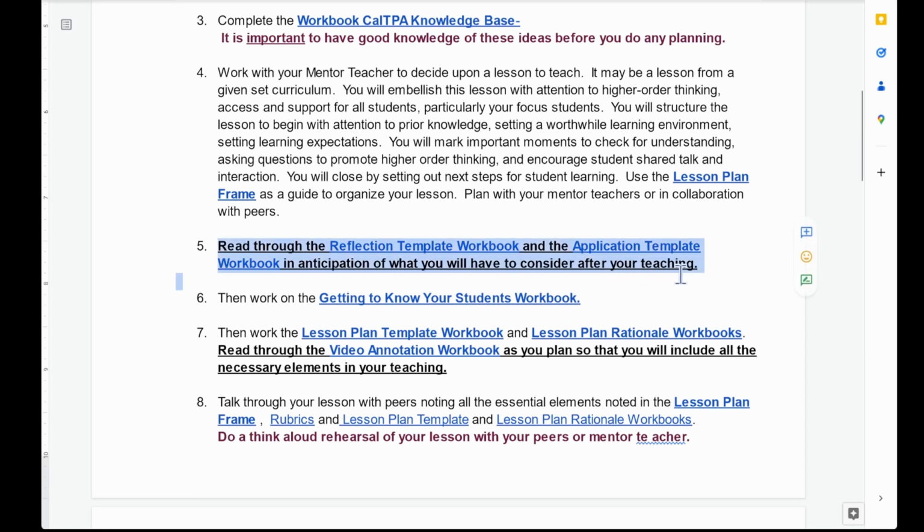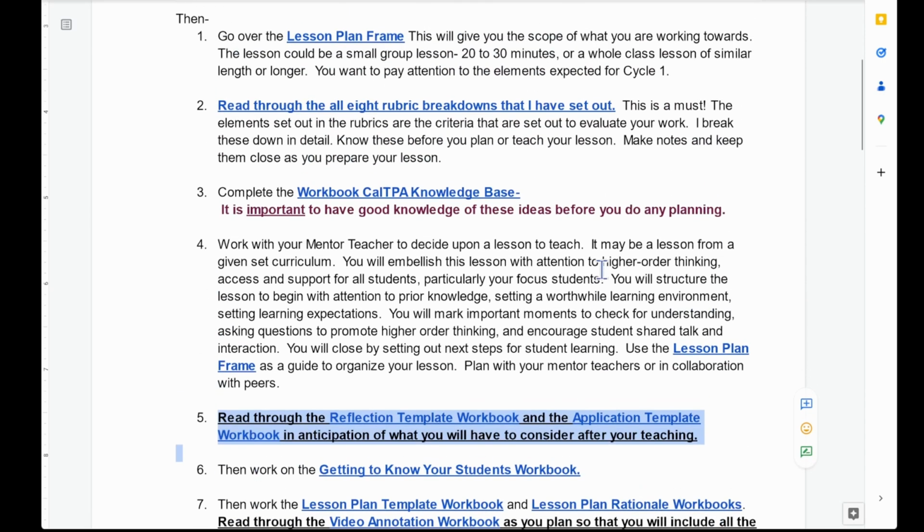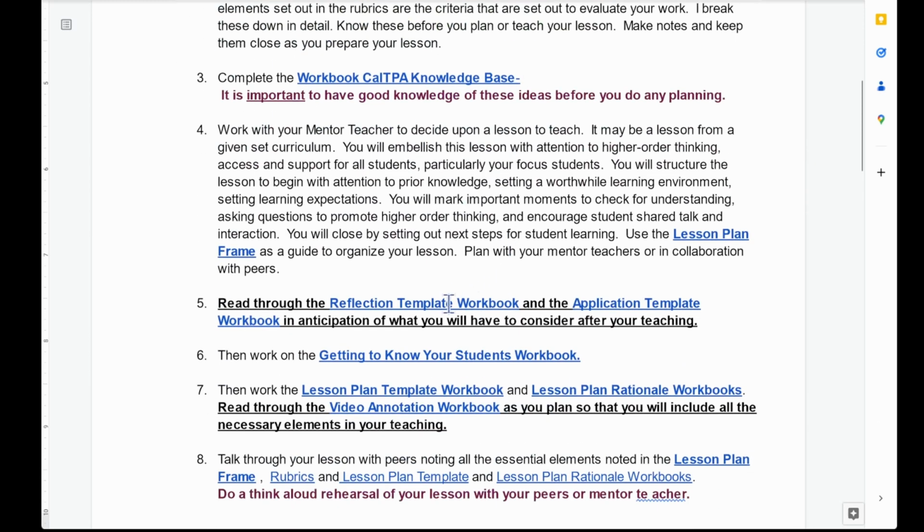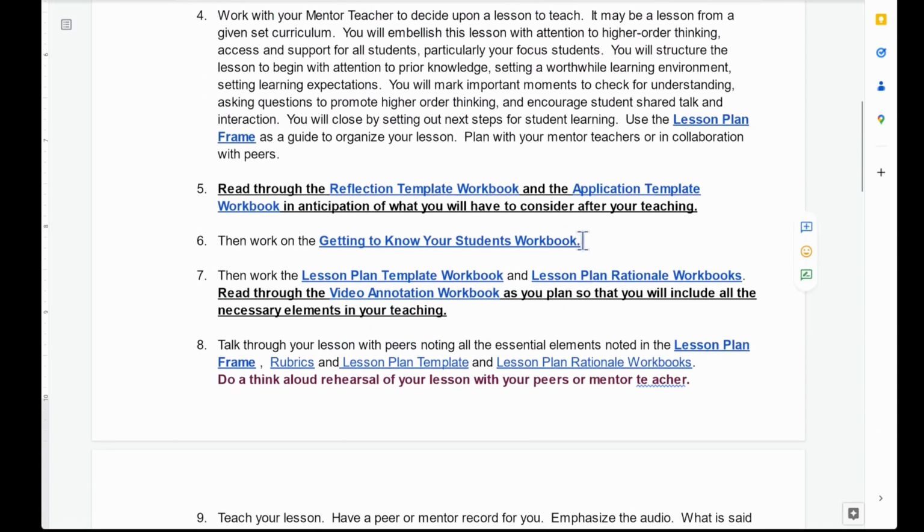So this is the last bit before you do formal work for CalTPA Cycle 1. After you've done all this good work about going through the lesson plan frame, all the 8 rubrics, considering the knowledge base, considering reflection template and application template, then you can start doing the work for CalTPA more formally.